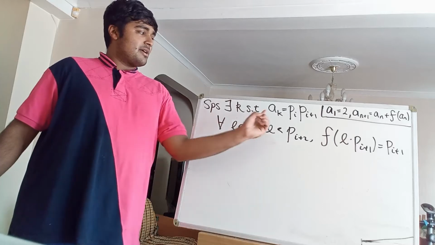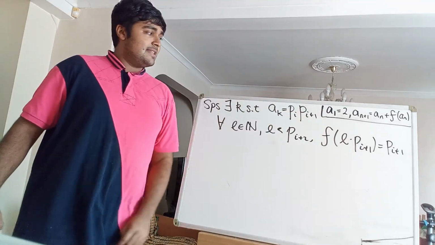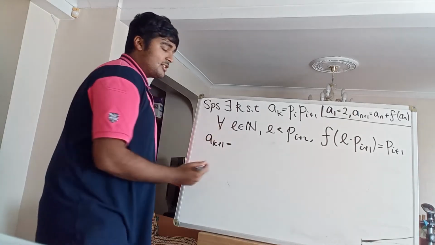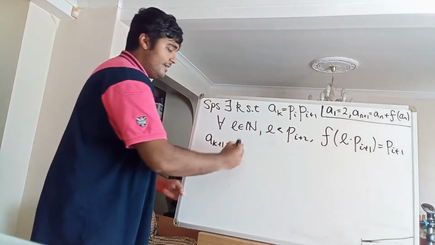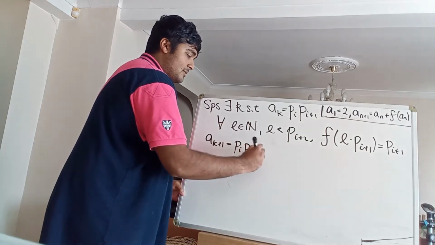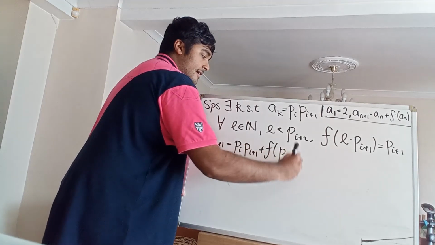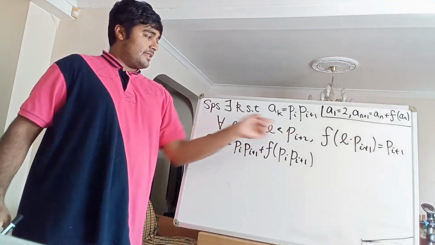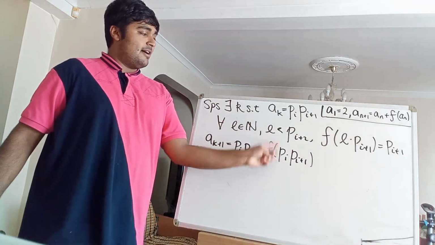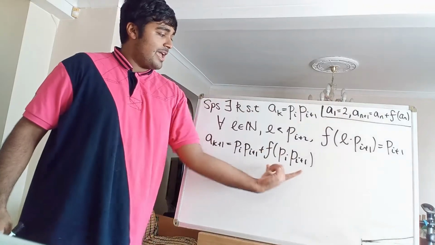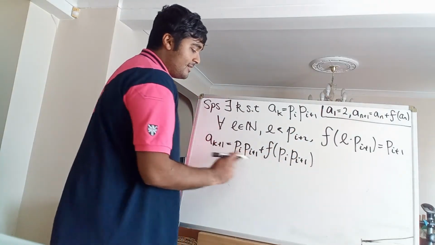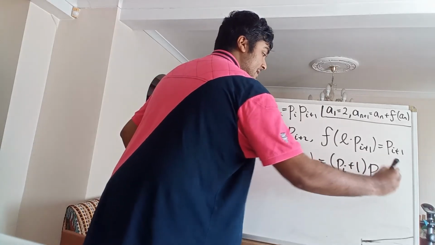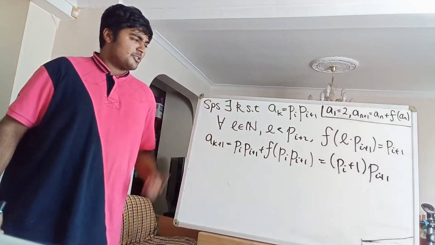Well, how can we use this to look at subsequent terms in this sequence? Well, what is a_{k+1}? a_{k+1} is just going to be a_k plus f of a_k, so p_i times p_{i+1} plus f of p_i times p_{i+1}. But using our little observation up here, with L equals p_i, which is certainly less than p_{i+2}, f of it is just going to be equal to p_{i+1}. So all in all, we're going to get p_{i+1} times p_{i+1}, like so. So that's a_{k+1}.